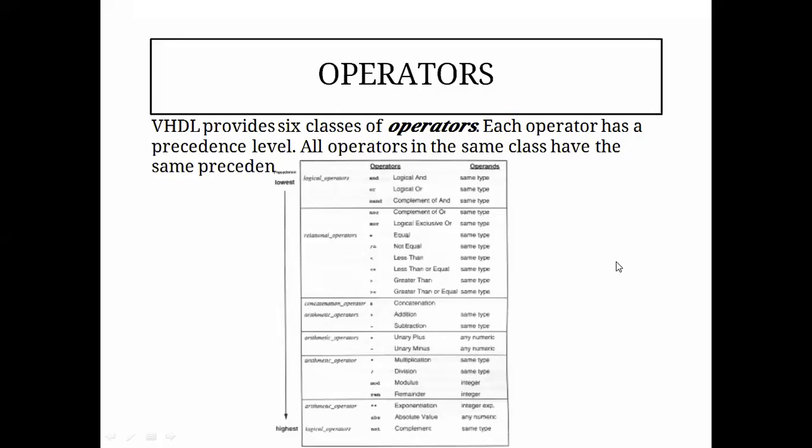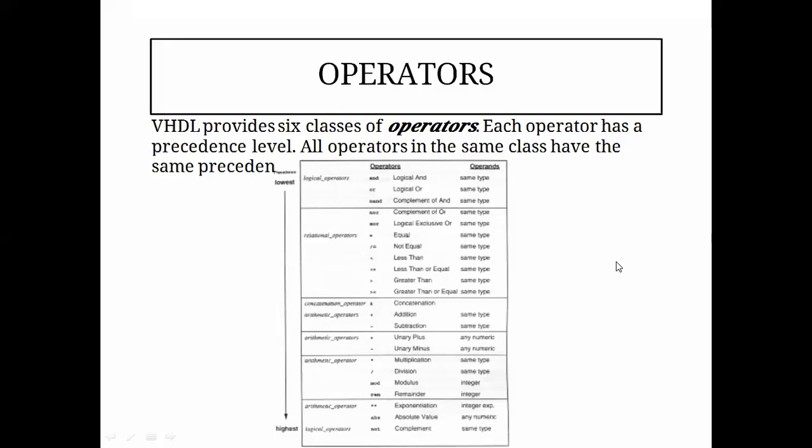And the last class, which has the highest priority of operator, is the miscellaneous operator. What are the different operations that come under this miscellaneous operator? Absolute and exponential operator. So these are the basic 6 classes of operators that we can have in the VHDL language.